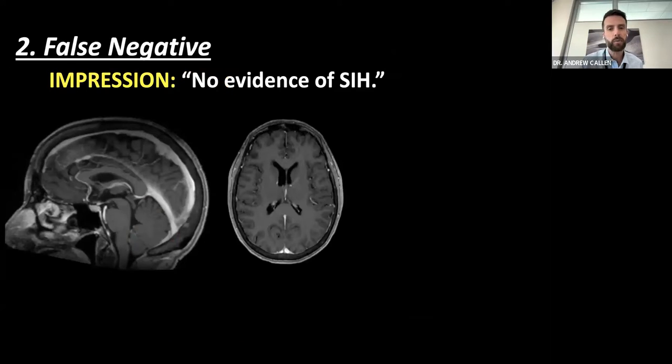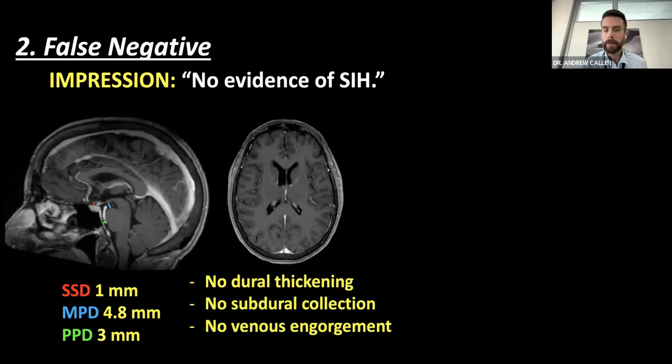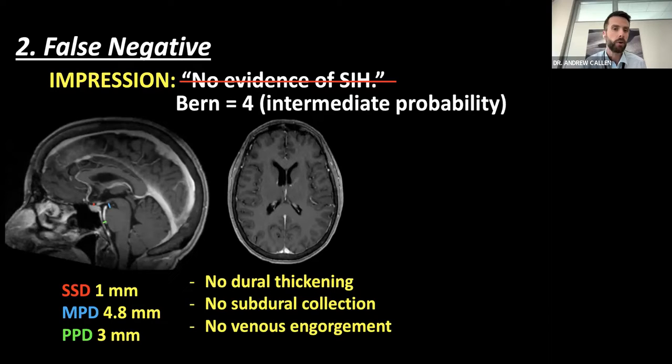There can be false negatives as well. And this is where the Burn score comes in handy, because this MRI brain was read as no evidence of SIH, negative. But if we apply the Burn score, we see that there is mild narrowing of the suprasellar, mammilopontine, and prepontine distances. There's no dural thickening, subdural collection, or venous engorgement. And so really this is a Burn score of 4, meaning there's an intermediate probability that we'll find a leak or fistula on this person's myelogram.